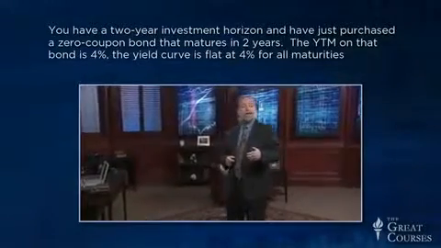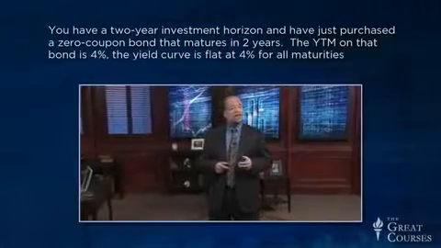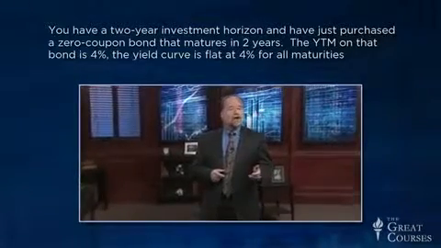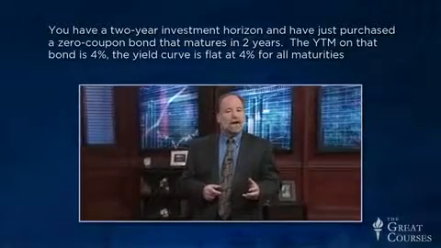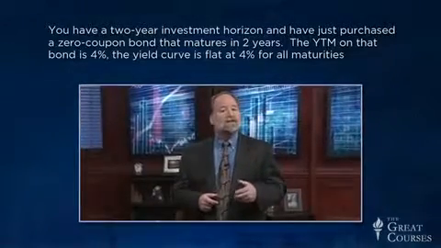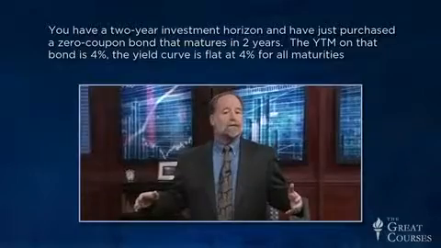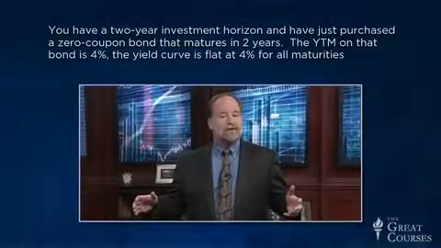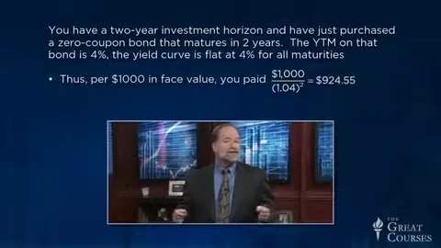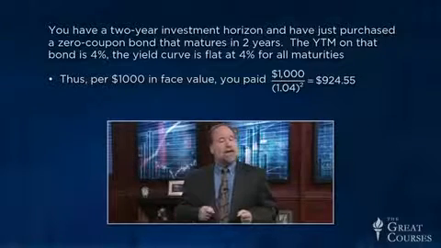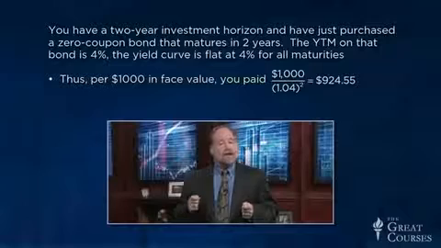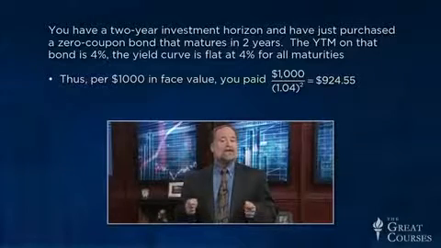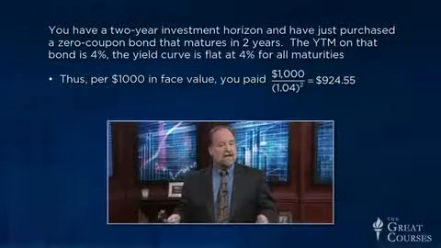You have a 2-year investment horizon and have just purchased a zero-coupon bond that matures in 2 years. Let's say that the yield on that bond is 4%. That is, the yield curve is flat at 4% at all maturities. Thus, per $1,000 in face value, you will have paid $1,000 discounted back twice at 4%, which equals $924.55.